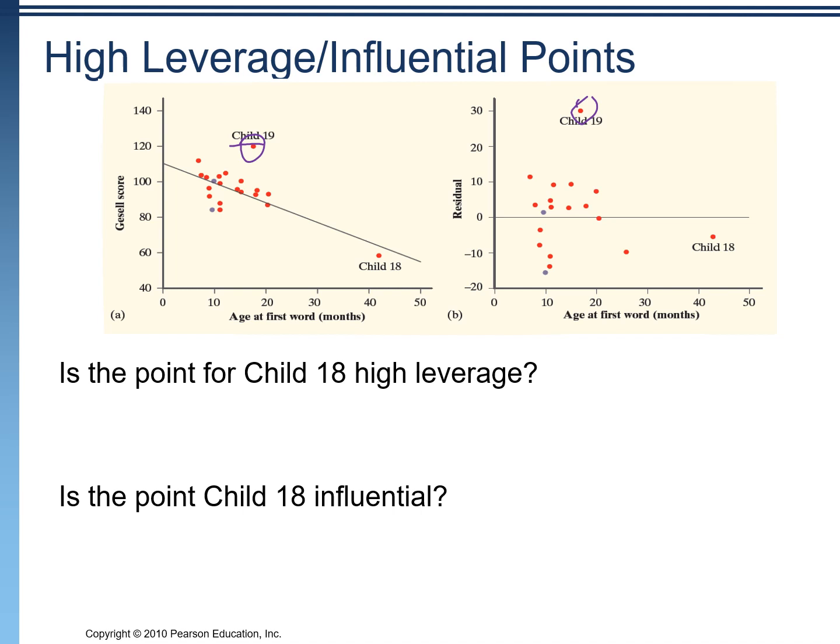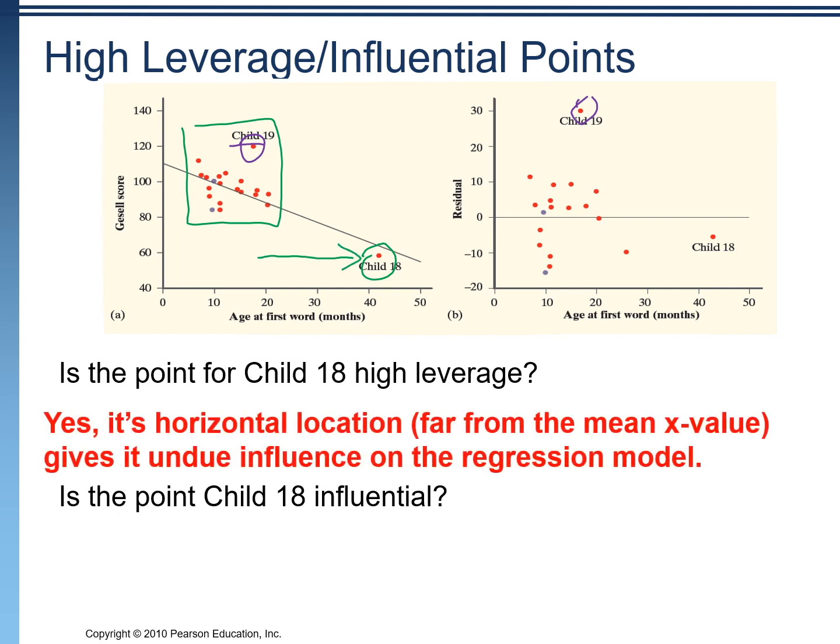So first question, is the point for child 18 high leverage? That's this one down here. The answer is yes, it is. The reason is that most of our data is over here, and this is far away on the horizontal axis. When we write this out with our explanation, we say something like: its horizontal location, which is far from the mean x value, gives it undue influence on the regression model.